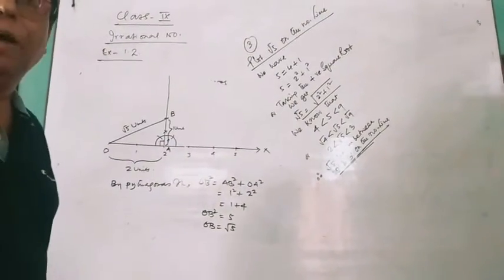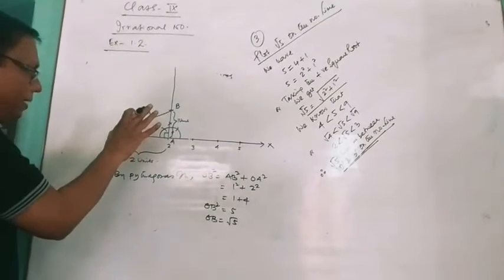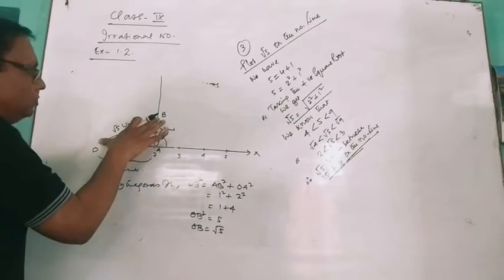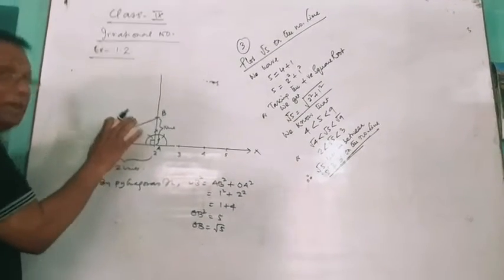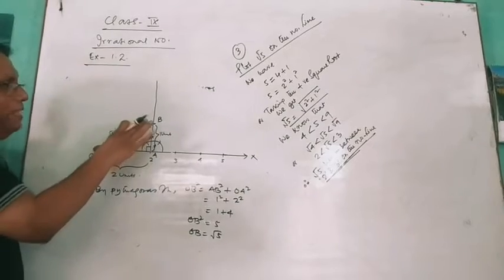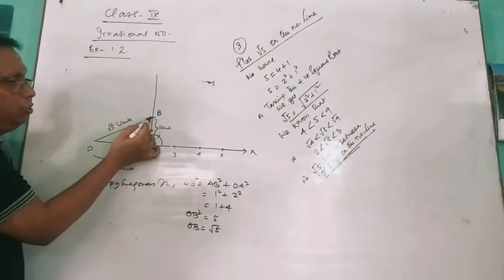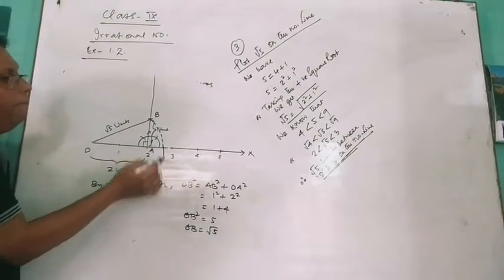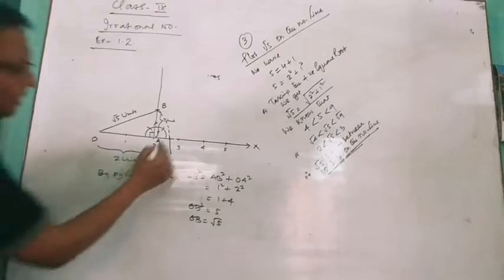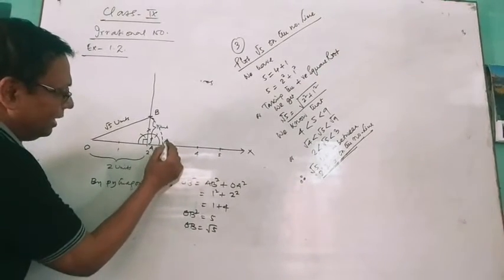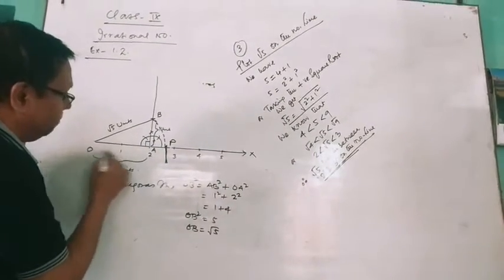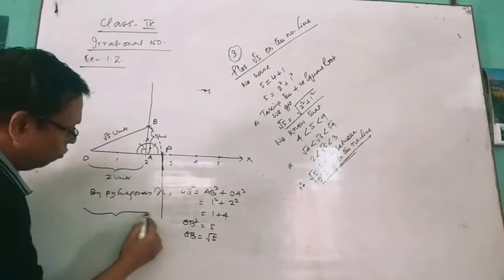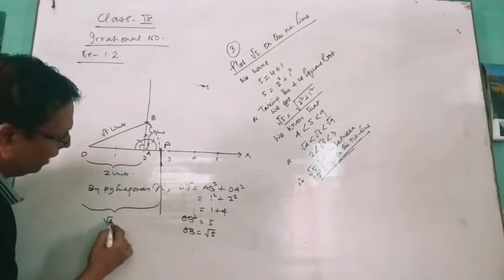So we will take the compass, we will put the needle of the compass at O and the tip of the pencil at B. This length is root 5. By putting the needle of the compass at O and the tip of the pencil at B, we will draw an arc. Wherever this arc intersects the number line, let that point be P. OP represents root 5 on the number line.